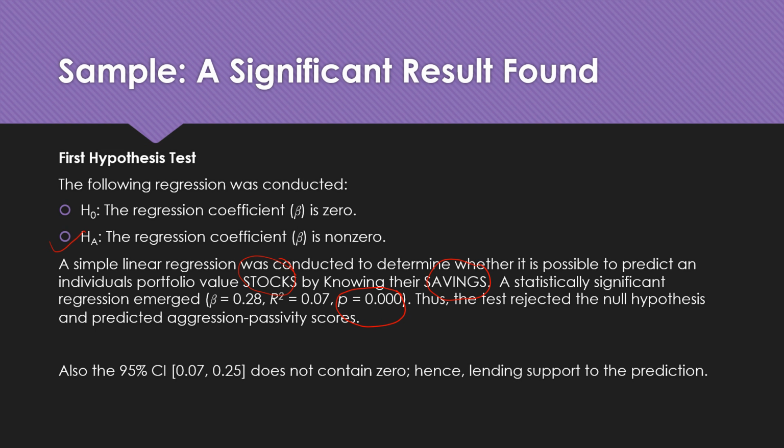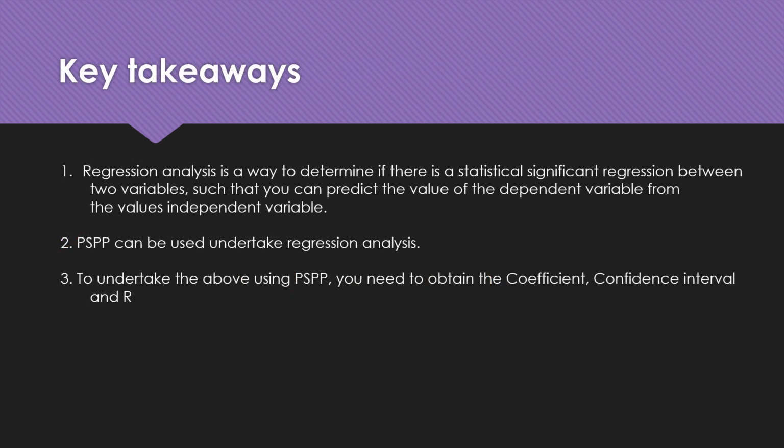The key takeaways are, 1, that regression analysis is a way to determine if there's a statistically significant regression between two variables, such that you can predict the value of the dependent variable from the values of the independent variable. 2.